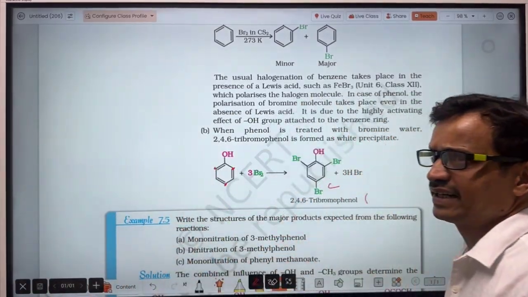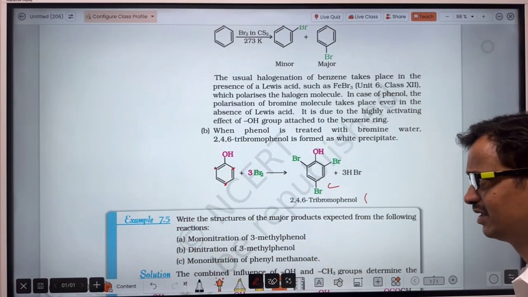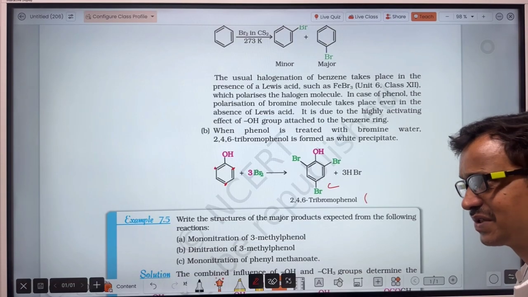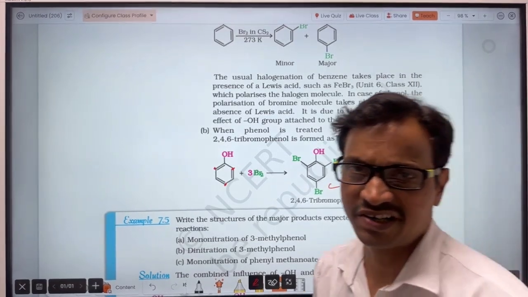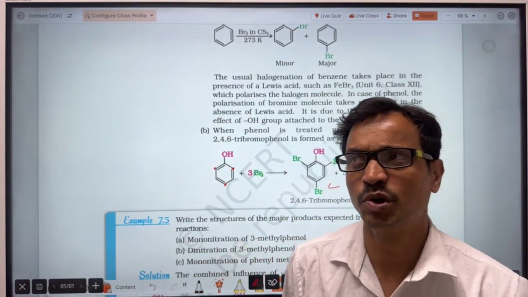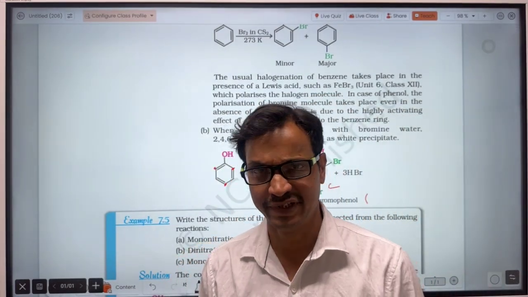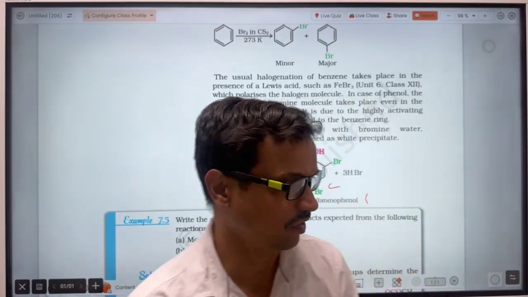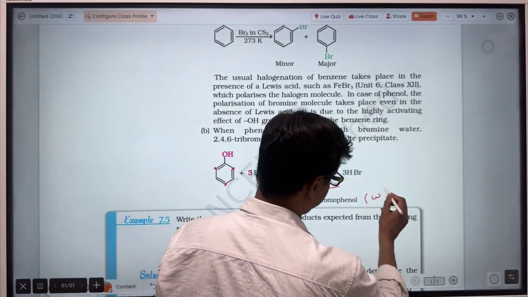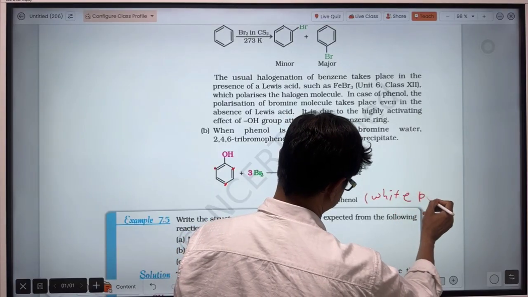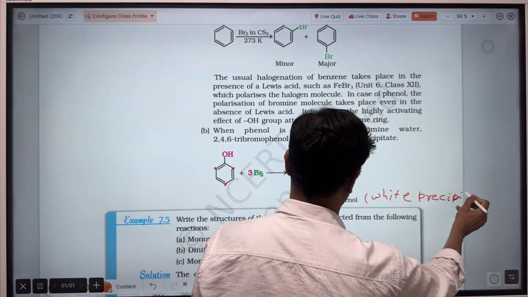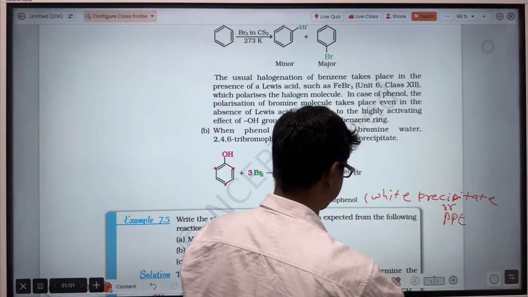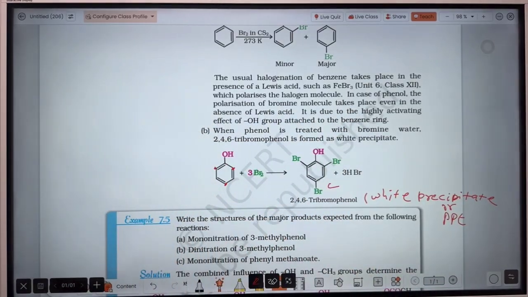So this can be used to distinguish phenol. Whether phenol is present or not, you can distinguish by the bromine water test. When bromine water reacts with phenol, there will be formation of 2,4,6-tribromophenol, which will be a white precipitate. Precipitate we also write as ppt.